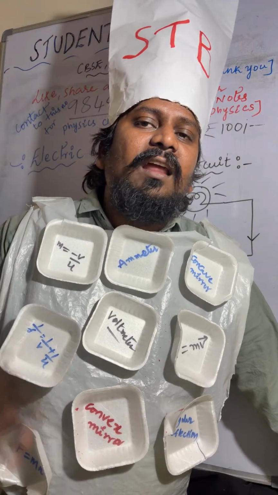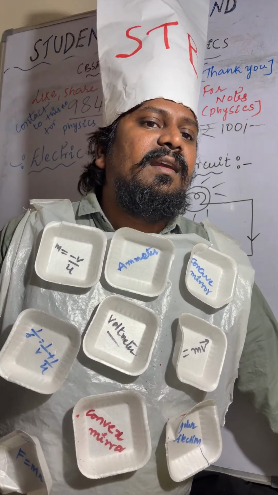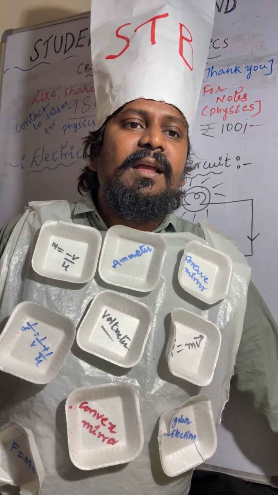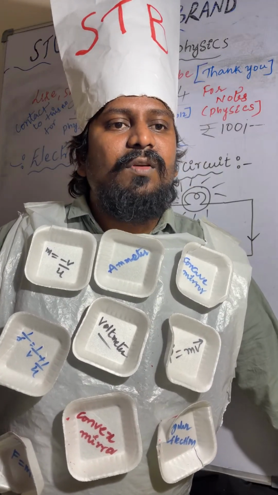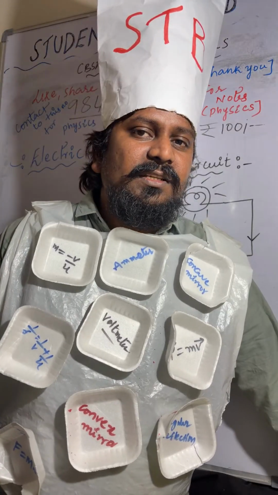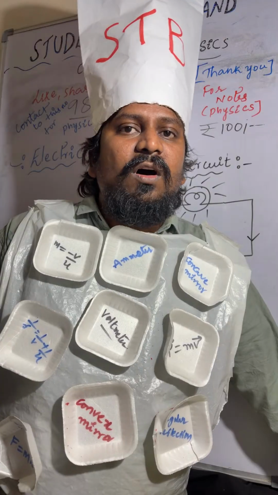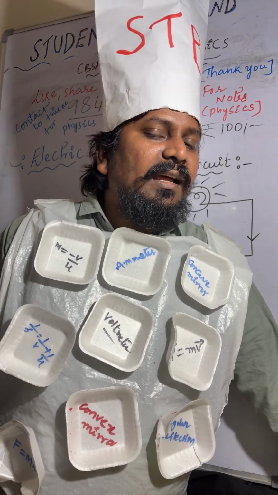And after knowing that the movement of electrons gives the electric current, flow of electrons is known as electric current. Flow of positive charges is known as conventional current. Flow of electrons is known as electric current.